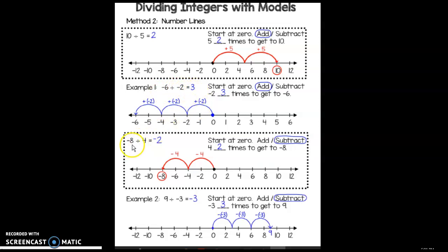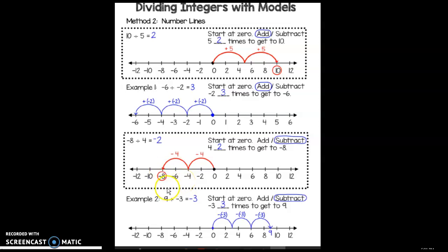But what happens if I have negative 8 divided by 4, which is equal to negative 2? Again, start at 0. But this time, since I'm saying negative 8 divided by 4, I know that 4 is not going to give me a negative 8 because they're all positive. So instead of adding, I'm going to subtract 4 2 times to get to negative 8. So I'm going to subtract 4. So 1, 2. So I'm stopping at negative 4 and stopping at negative 8, which is my total. So negative 8 divided by 4 is negative 2 because I had to take away 4 twice. Remember, division we look at as repeated subtraction. So that's what we're doing in this case.